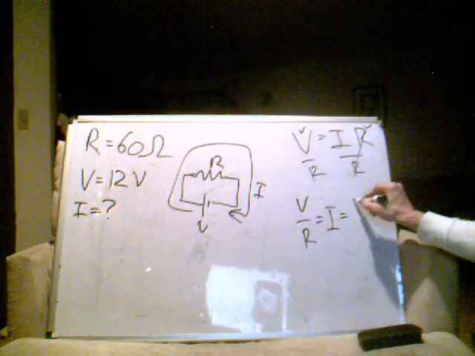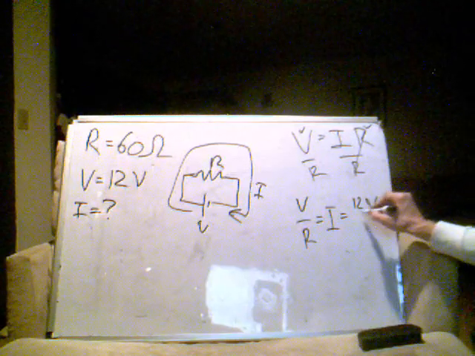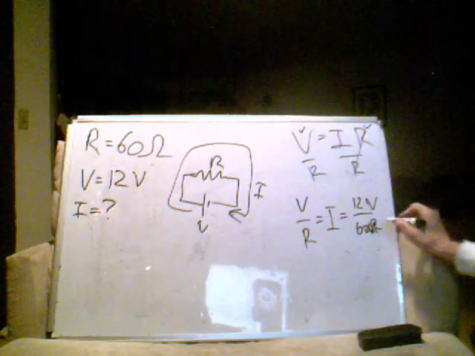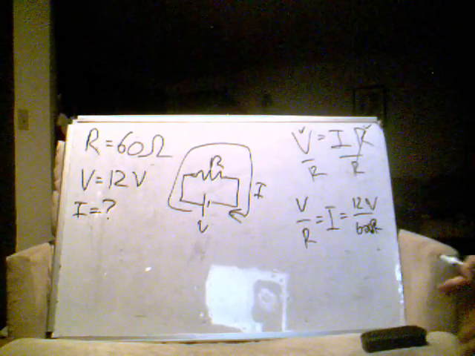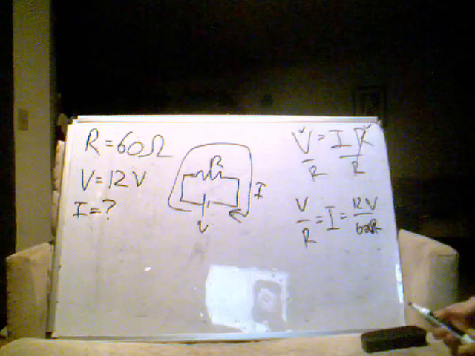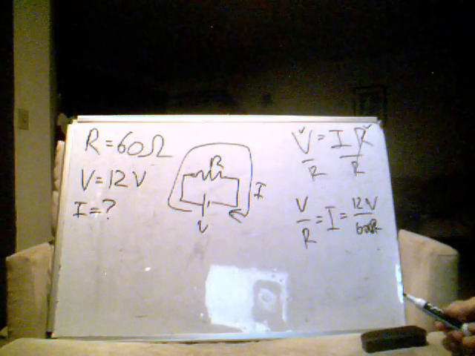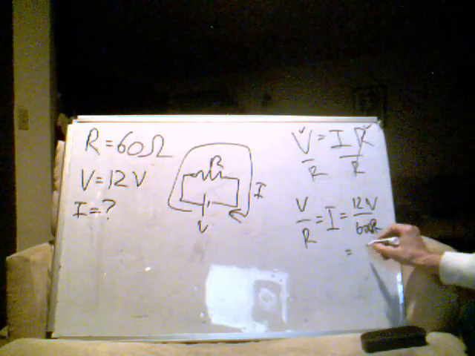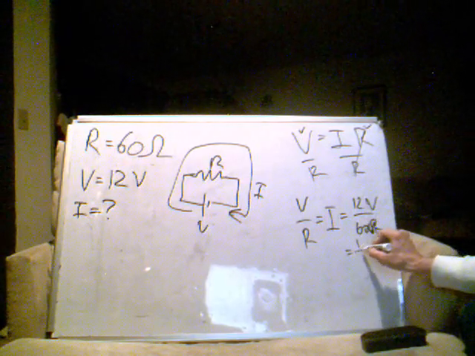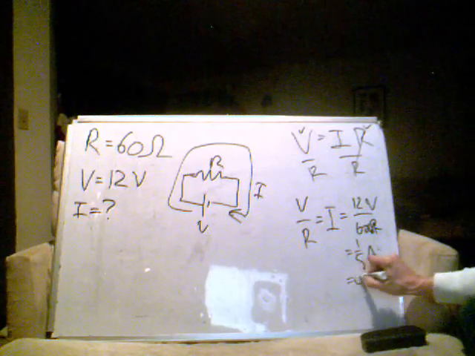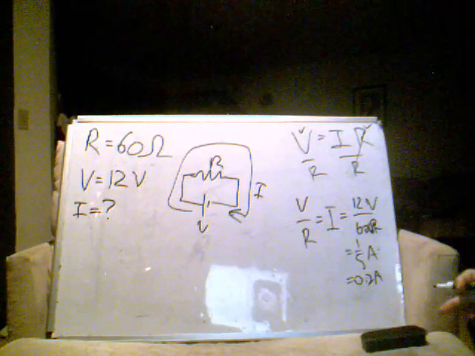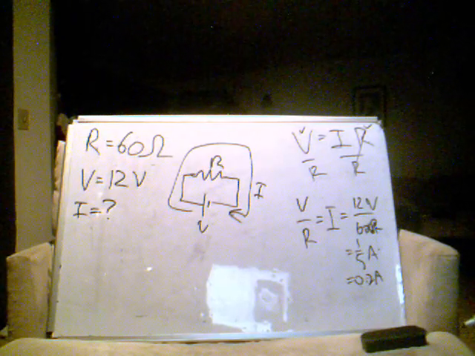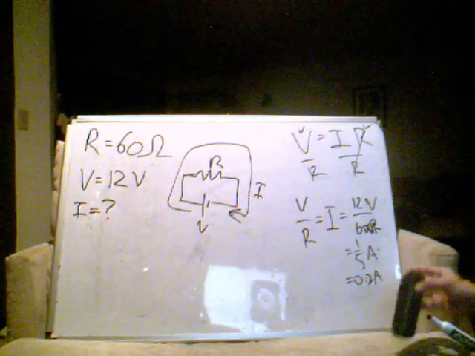Our voltage was 12 volts. Our resistance was 60 ohms. Thus our current, 12 goes into 60 five times, right? We've got 1/5 of an amp, or about 0.2 amps. Pretty straightforward, right?